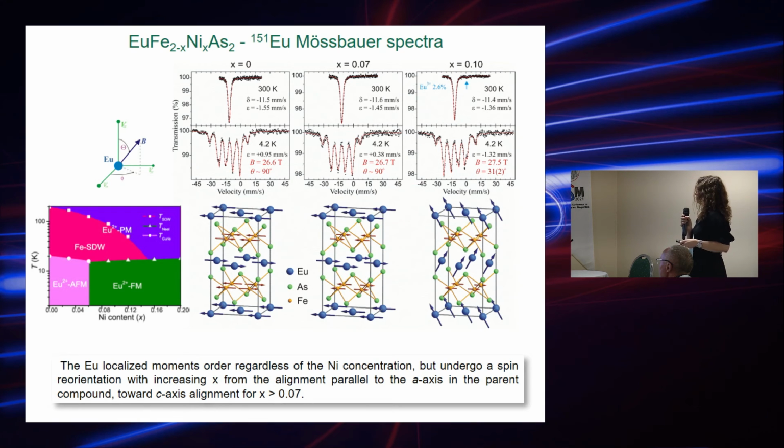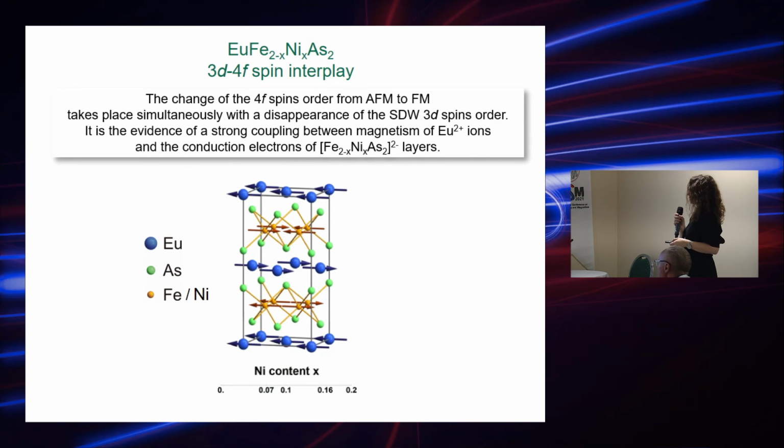So the europium localized moments order and change orientation with nickel content. The change of 4f spin order from antiferromagnetic to ferromagnetic takes place simultaneously with the disappearance of spin density wave 3D order, and it's evidence of a strong coupling between magnetism of the europium 2+ ion and conduction electrons of the iron, nickel, arsenic layers.